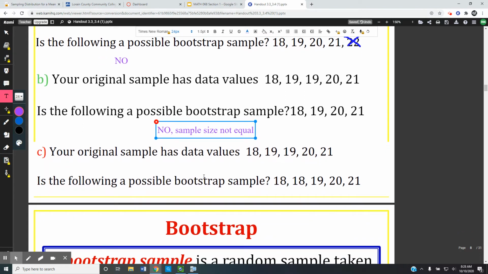Letter C. We have an 18, an 18, a 19, a 20, and a 21. We have 5 things, n equals 5, and they all came from there. We finally have a winner, and the answer is yes, this can be a bootstrap sample.